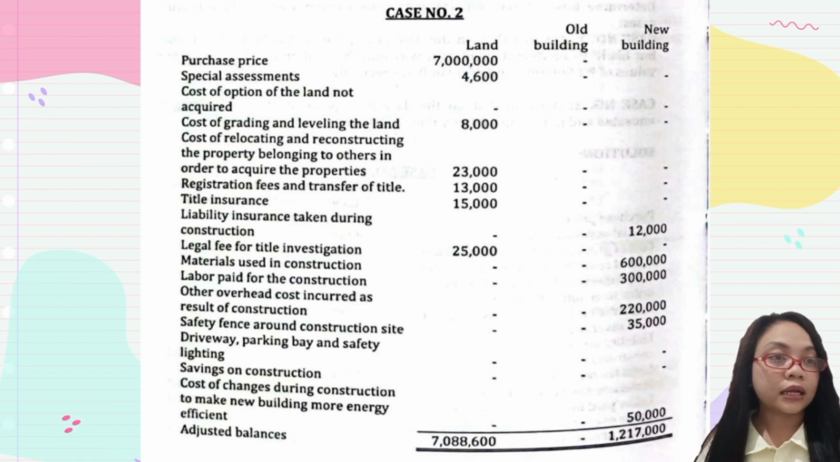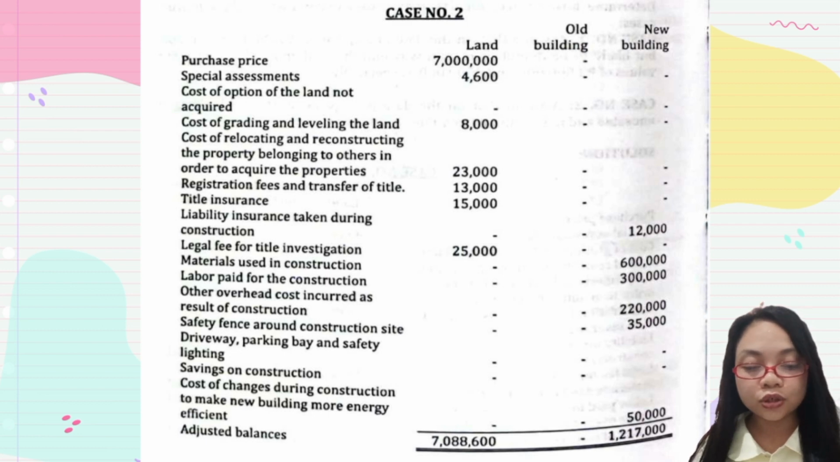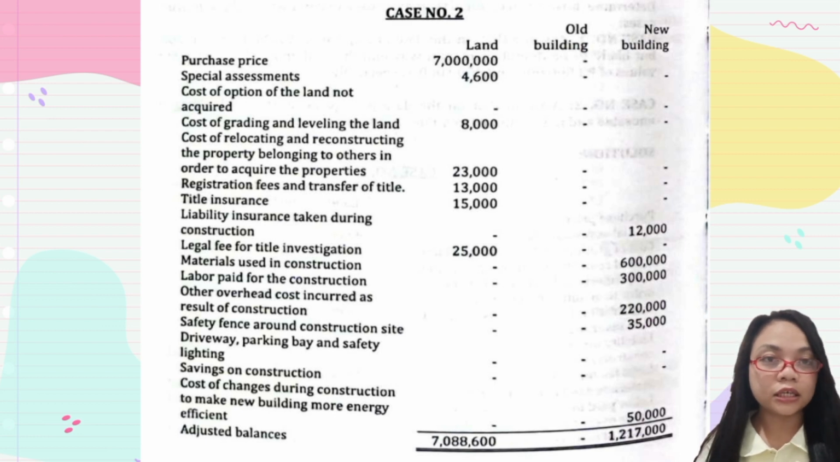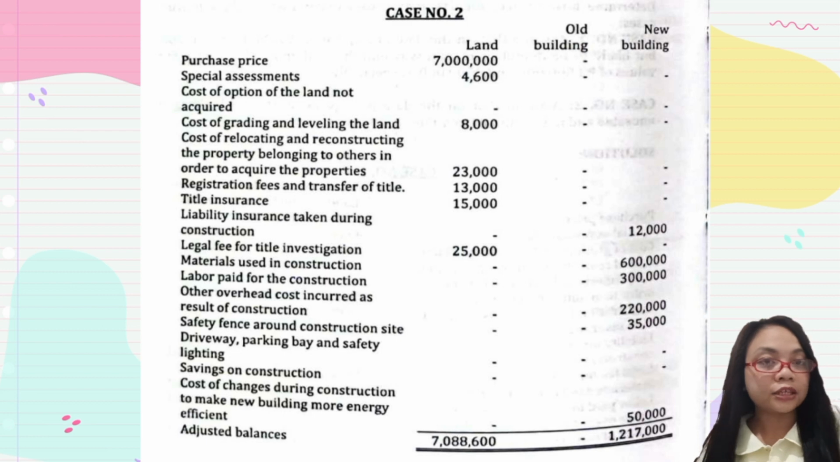For example, kaning mga special assessment amount is 4,600. We have cost of grading and leveling the land, 8,000. Registration fees and transfer of title, 13,000. Title insurance, 15,000. And legal fee for title investigation is 25,000. All of that are originally kanang capitalized as part of the cost of the land and still i-attribute lagi hapon sa land.